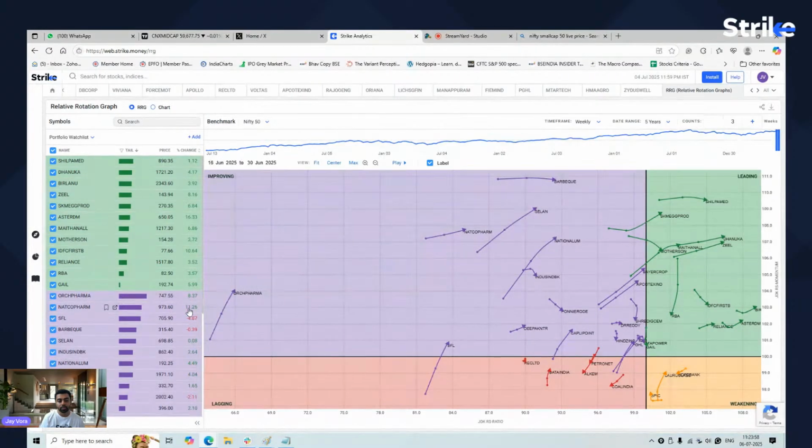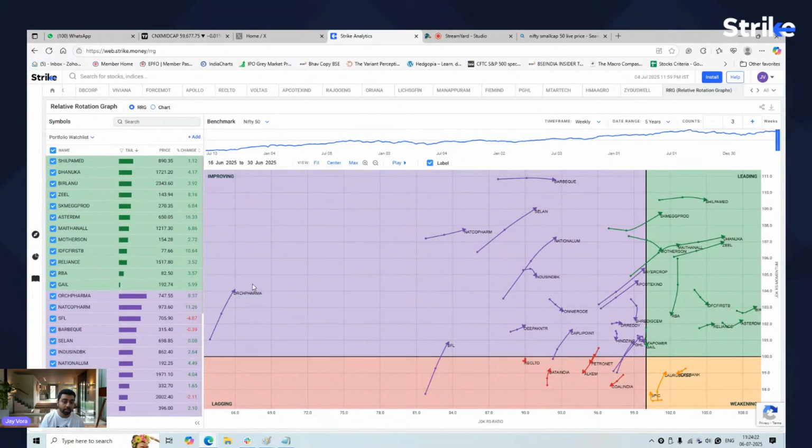Okay, so there is a good chance of a lot of outperformance that can kick in, because usually what happens is that they move into cycles from improving to leading to weakening to lagging. Yes, I cannot rule out as well that Orchid Pharma rises higher, sees some bounce back, and then again goes down.